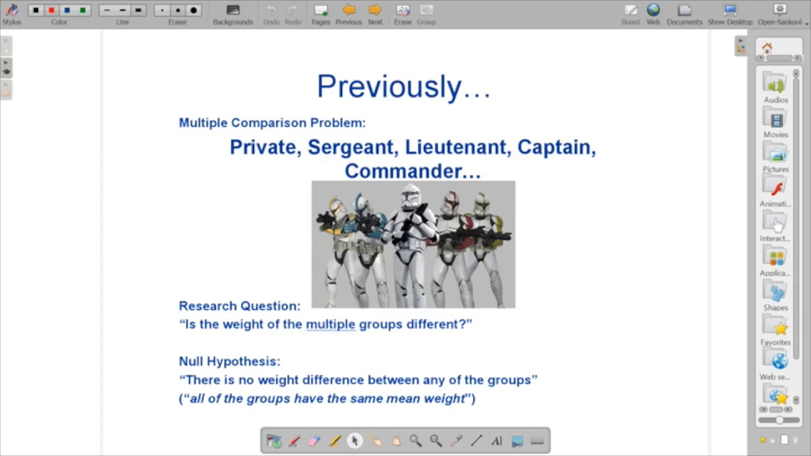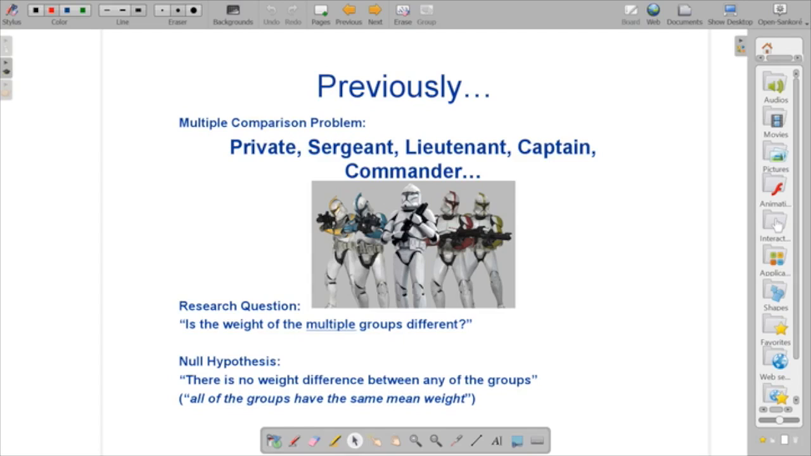So just to recap very briefly on what we did last week, we looked at this thing called the multiple comparison problem and considered what would happen if we had multiple groups that we needed to compare. So we had a research article that we looked at where they were considering essentially the weight of different dental materials and looking at their performance based on that measure.